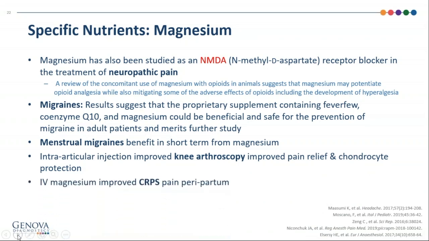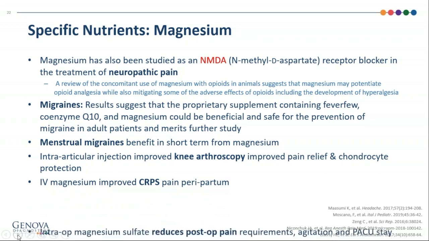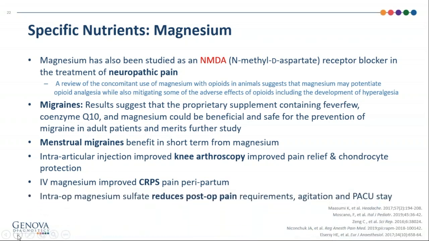IV magnesium, like the vitamin C we talked about before, actually has been able to improve CRPS. This was a case report of a patient who had severe CRPS, and after the IV magnesium, it improved her pain. Intra-op magnesium is now being used in the OR, and it's used to reduce post-op pain requirements, agitation, and reduce PACU stay.